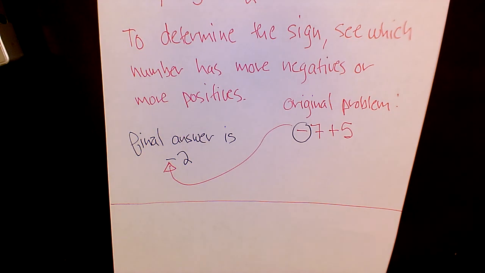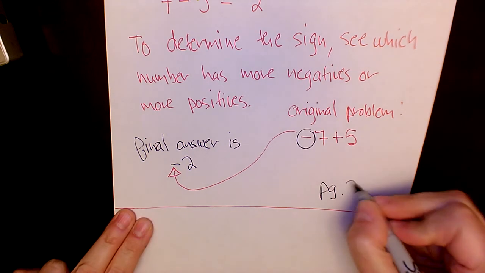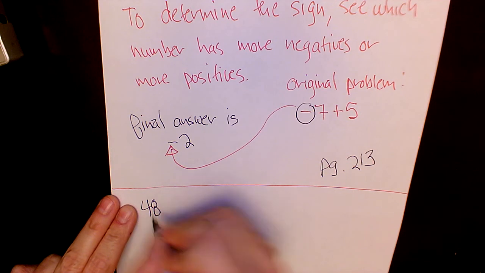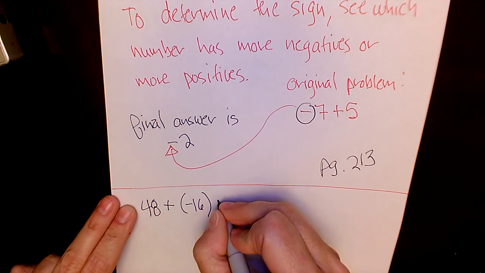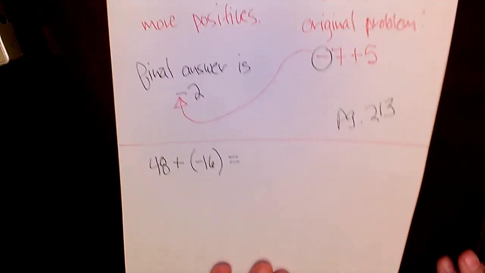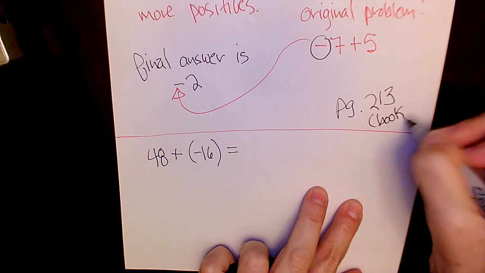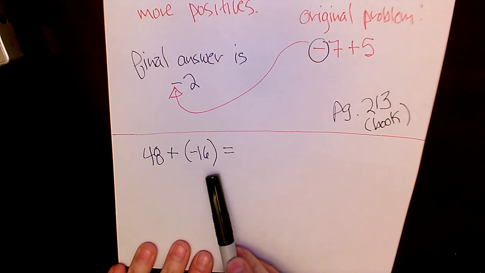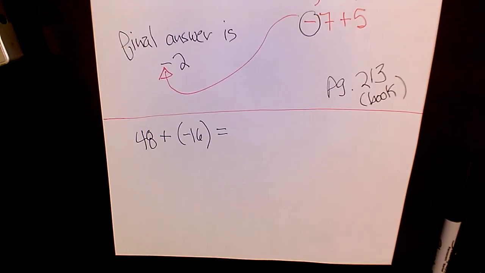So let's say I have, this is still from the book, 213. Let's say I have 48. And you'll see they will put parentheses around the negative. And for some people, that's confusing. So if you don't want to put these parentheses here, you do not have to. You can get rid of them. So you can just say 48 plus a negative 16.